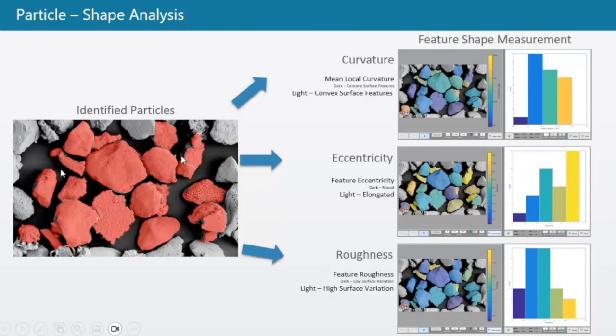Once we perform the segmentation, we can look at lots of different measurements, whether it's the curvature of this particle, eccentricity or roughness. We can subclassify these particles depending on their size or shape, and then really dive deep into the statistics of particles.